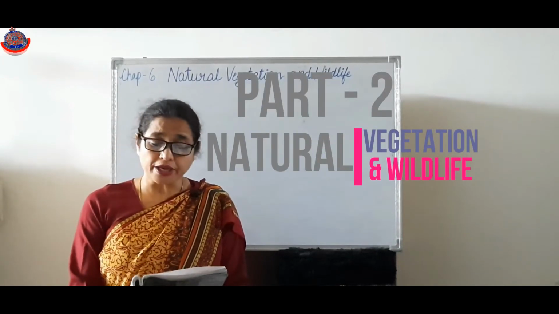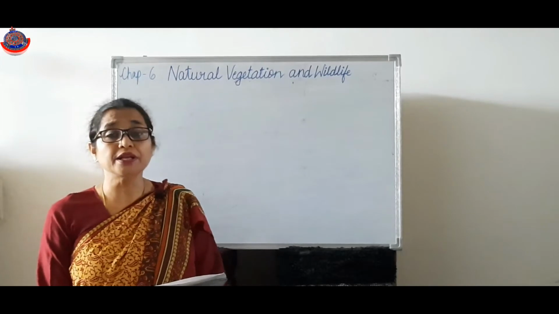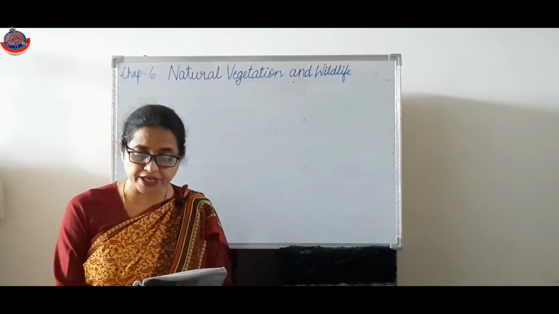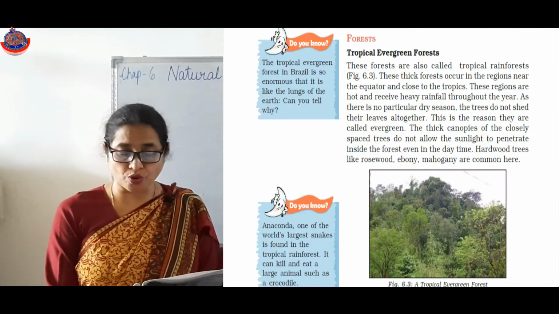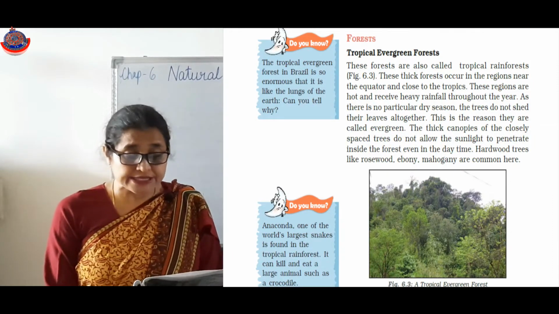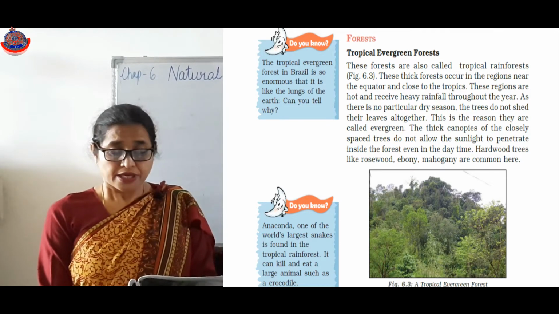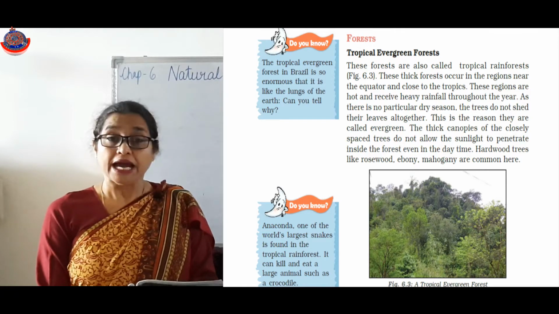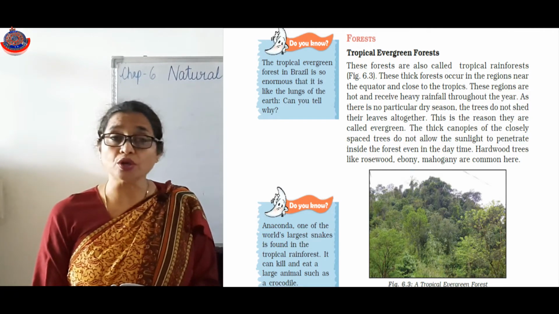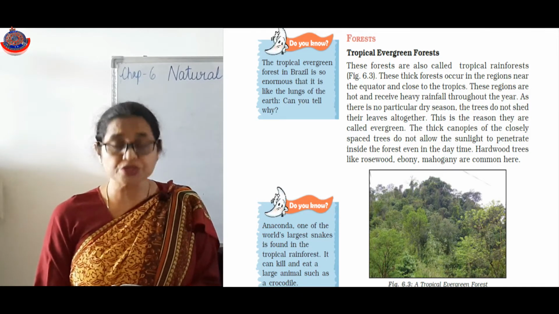Now, talking about the different kinds of forests. Tropical evergreen forests is the first kind of forests we are going to take up. They are also called tropical rainforests. These thick forests occur in the regions near the equator and close to the tropics. These regions are hot and receive heavy rainfall throughout the year.